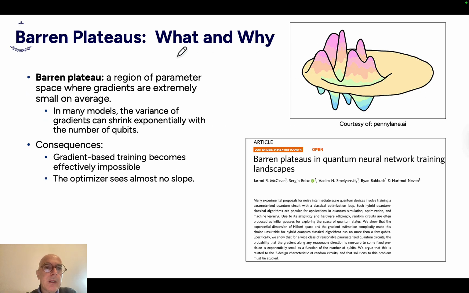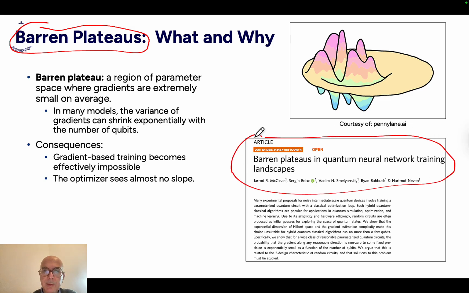I want to spend a little bit of time talking about one of the major problems in training quantum neural networks that has been identified and described in this seminal paper by Jarrod McClean and others, which describes the issue of the barren plateau. Today, when you talk about quantum neural networks, you always hear about barren plateaus and how to overcome them. So what is a barren plateau? A barren plateau is a region of the parameter space, you might think of it as the optimization landscape, where the gradients are extremely small on average.